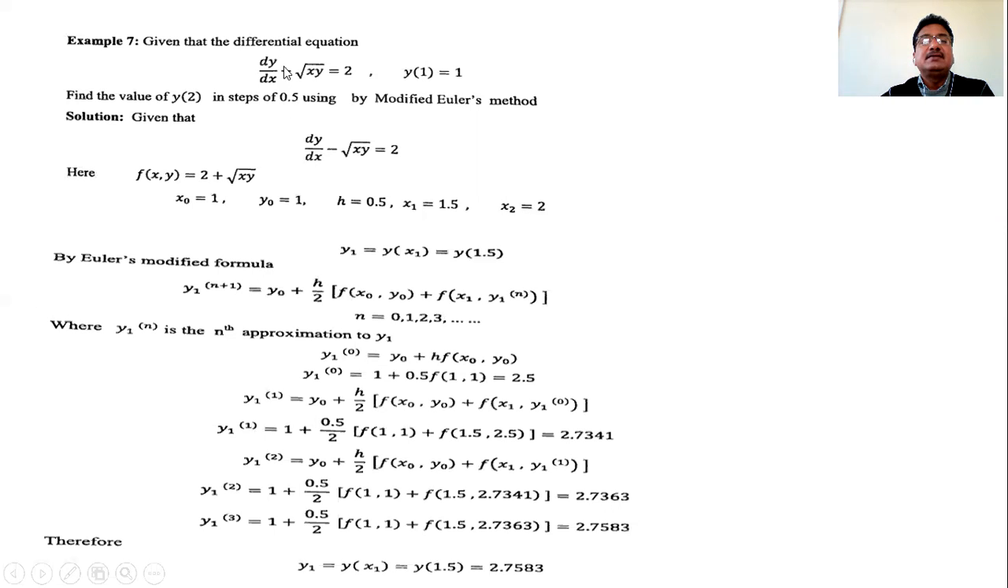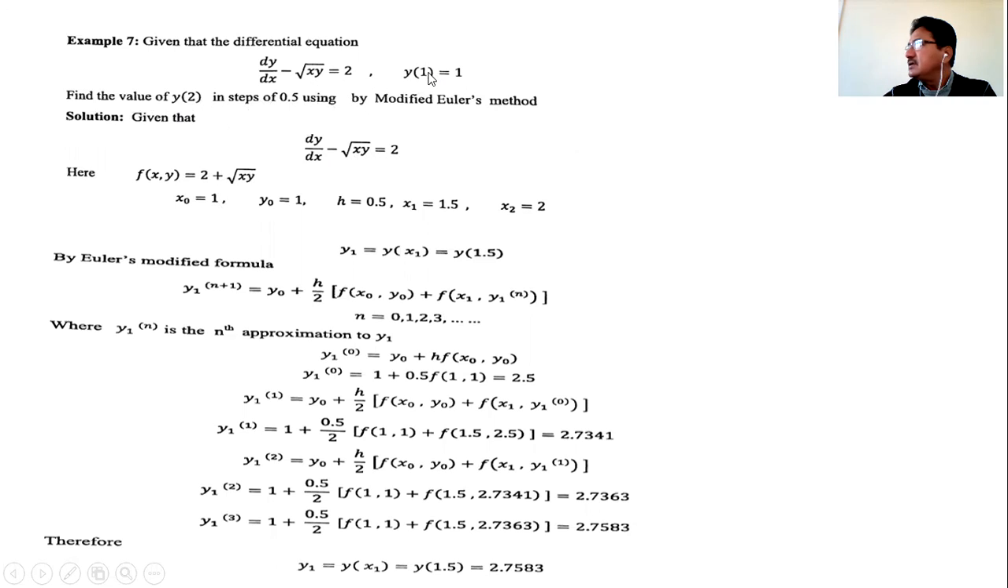Same problem. Here is the dy by dx. Shift this minus root xy to the right side. So this is f(x, y) = 2 plus root xy, and what is given? The value of y at 2 in steps of 0.5 using Euler's modified method.